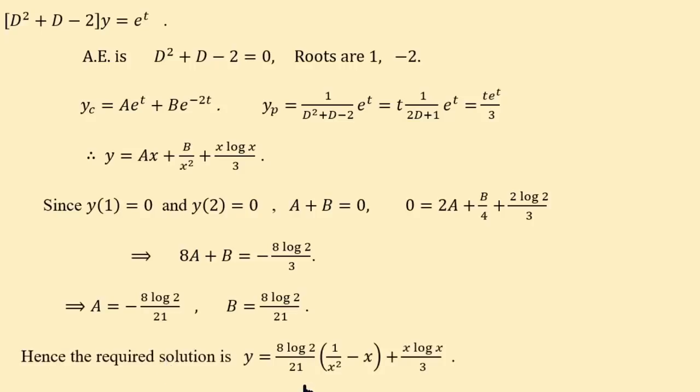Therefore, required solution is 8 log 2 by 21 into 1 by x square minus x. See, 1 by x square, because b is positive, I am going to write first. And a is negative, therefore 1 by x square minus x. So, this is required solution.